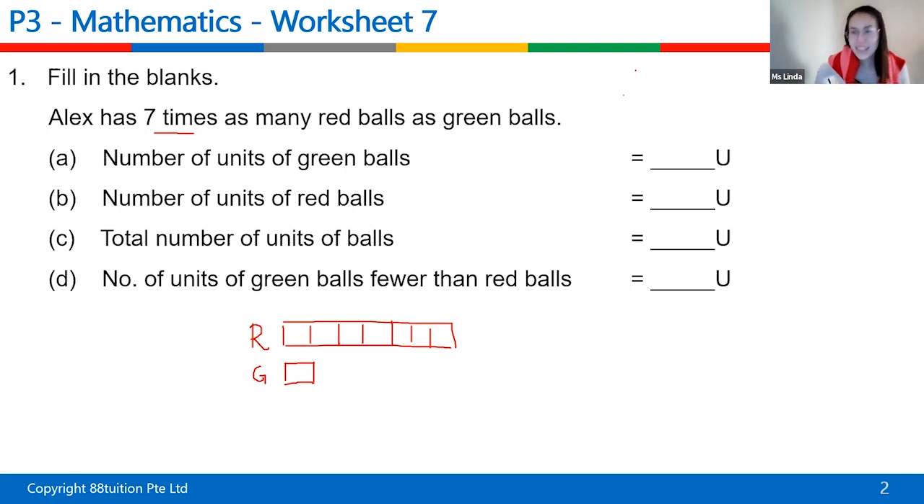Okay. All right. So when I was explaining just now, Alex has 7 times as many red balls as green balls. So when you draw the model, your red ball, R stands for red. So you have 7 units here, draw 7 squares. And then your green, 7 times as many red balls as green balls, your green is only 1 square. So can you answer these questions based on this? Can you try writing your answer down?